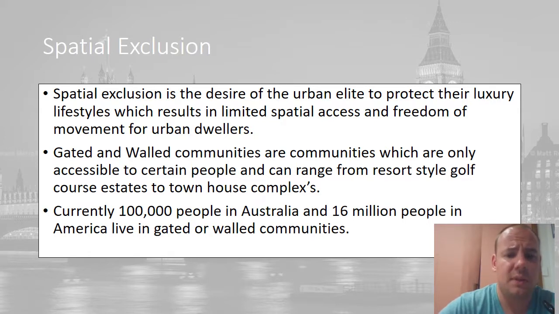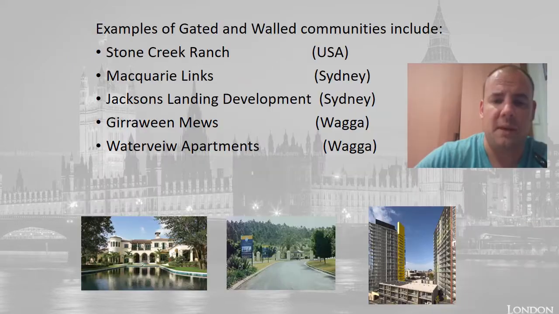So spatial exclusion is the desire of the urban elite, and that means very, very rich people who live in the city, to protect their lifestyles by limiting the space and freedom of other people. Gated communities are communities which are only accessible to certain people and can range from a resort-style golf course to townhouse complexes. Currently about 100,000 people in Australia live there, and 60 million people live in gated communities worldwide. So quite a big number of people.